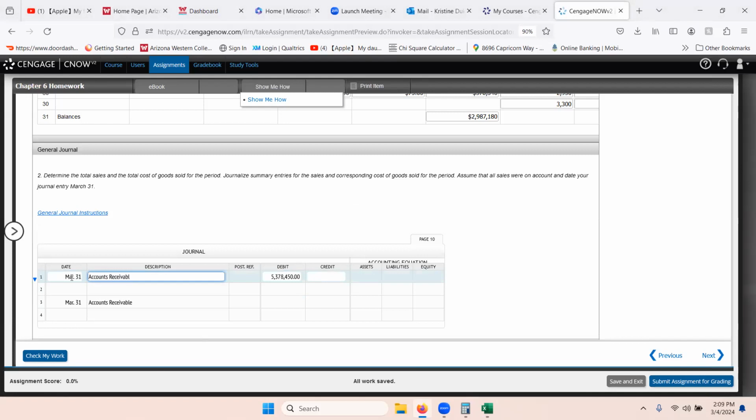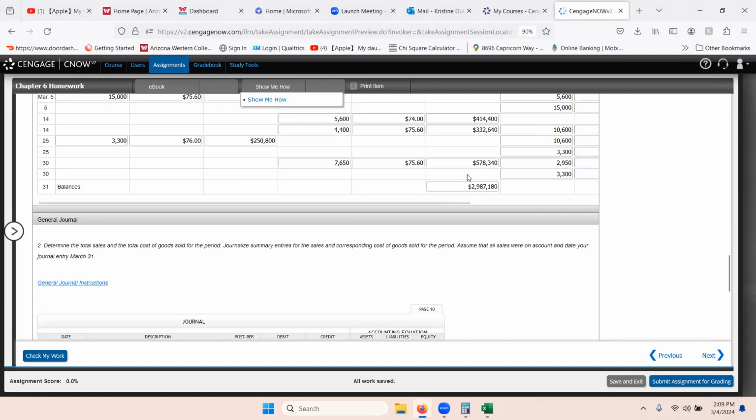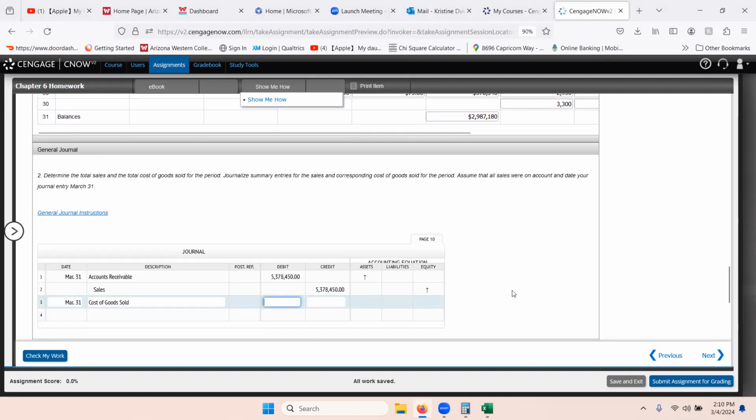Now I need my lovely dandy offsetting entry. That's going to be sales. Okay, 5,378,400. Am I in balance? Nope. 450. Okay, make sure I'm in balance now. Looks good to me. This one here is going to be my cost of goods sold. Okay, I'm going to come over here. Right there's my cost of goods sold, 2,987,180.